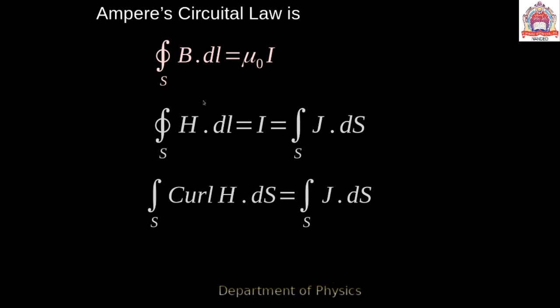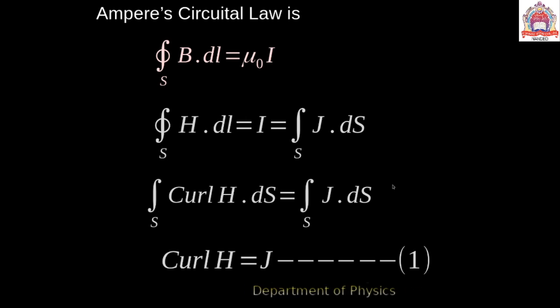In this case, one term considers the elemental length of the line, while in the second term we have the change in surface. So for convenience we use Stokes theorem and convert this line integral into a surface integral. So we get the surface integral of curl H dot ds is equal to the surface integral of J dot ds. So curl H is equal to J, and that is for the static electromagnetic field.